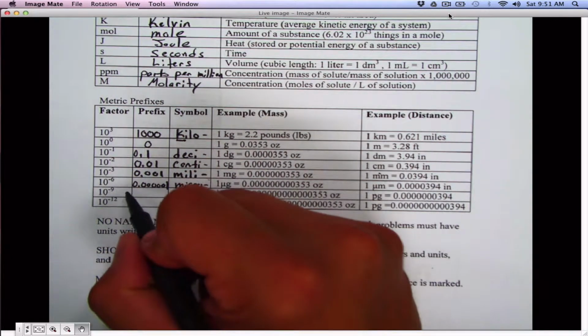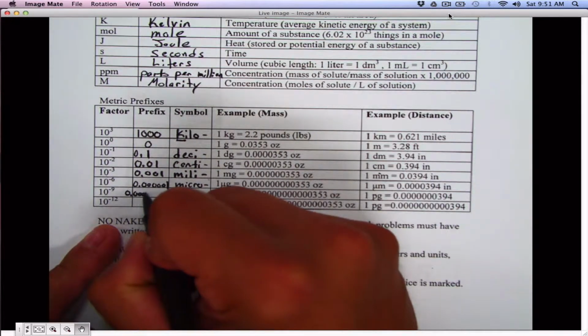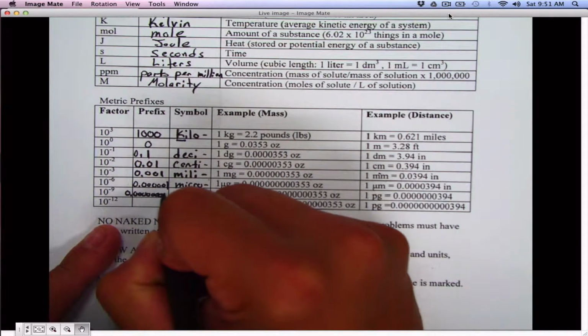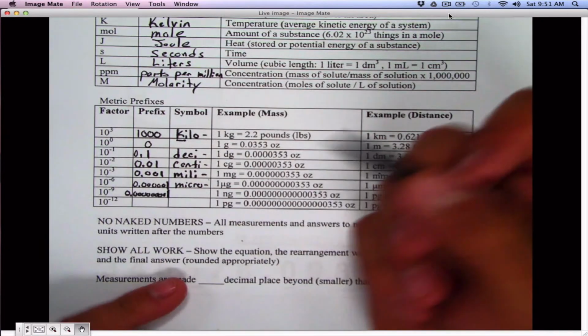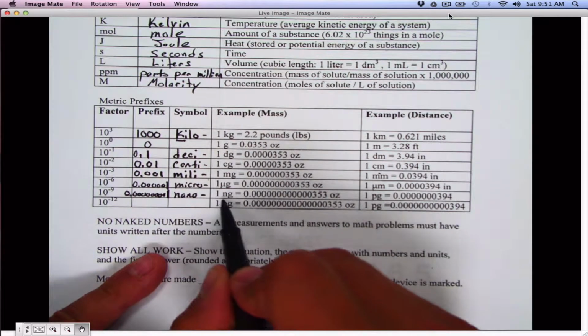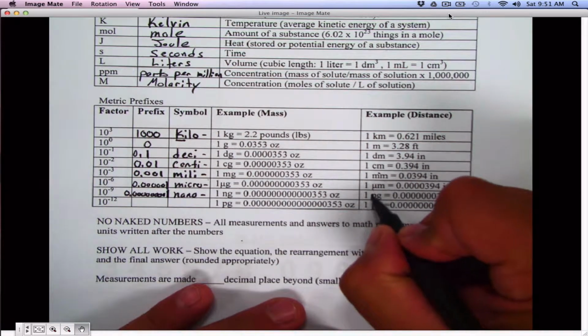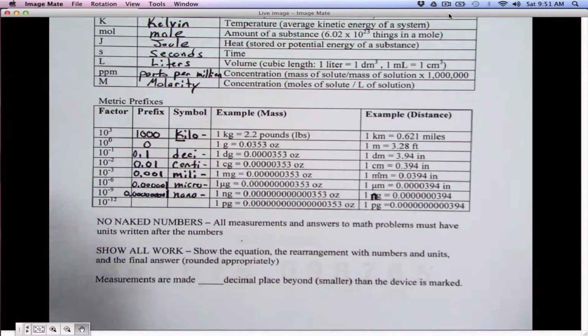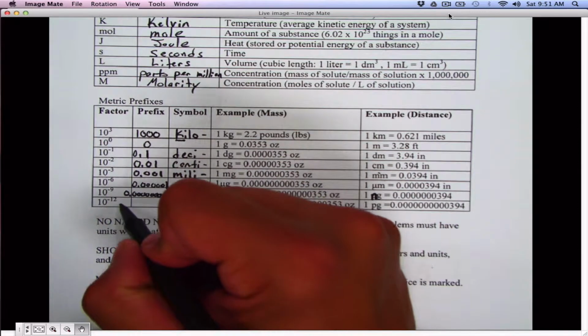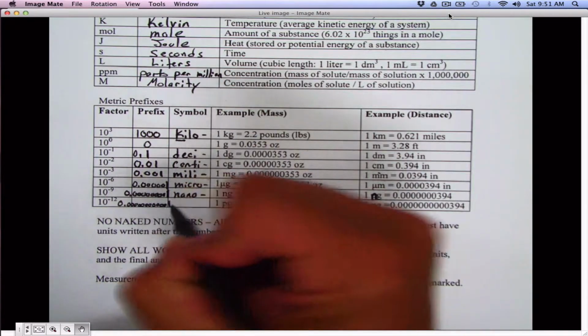Then we go even further. Holy cow, it's going to get serious. 1, 2, 3, 4, 5, 6, 7, 8, and then a 1. This is nano. So nanograms. This should be an N here. Sorry, misprint. Nanograms. Getting smaller. Small units, really small, precise units. Then we go even farther. 1, 2, 3, 4, 5, 6, 7, 8, 9, 10, 11.